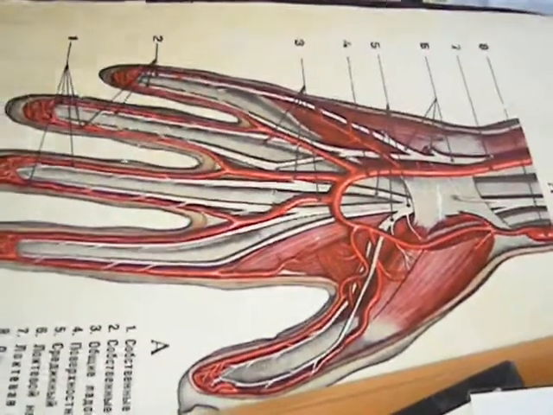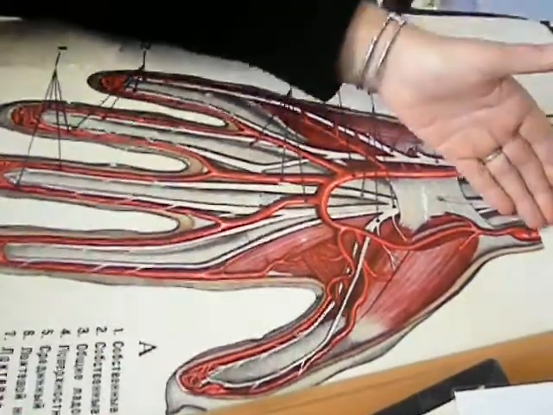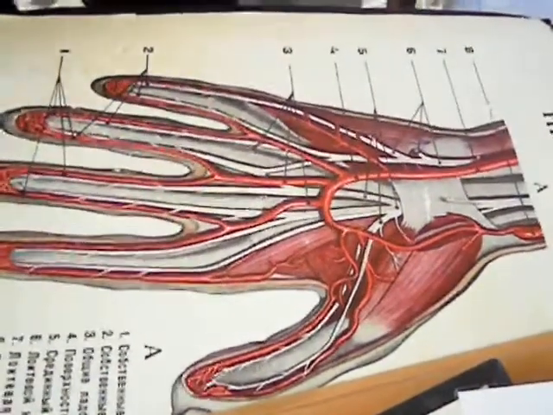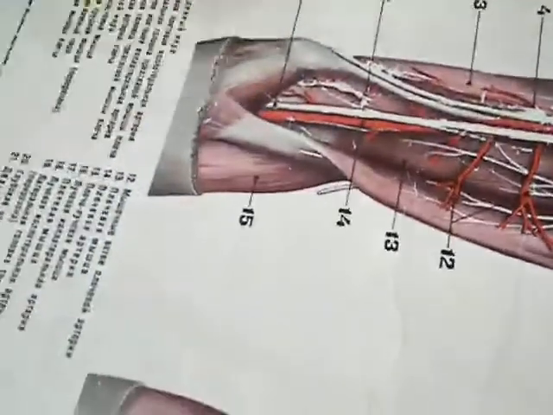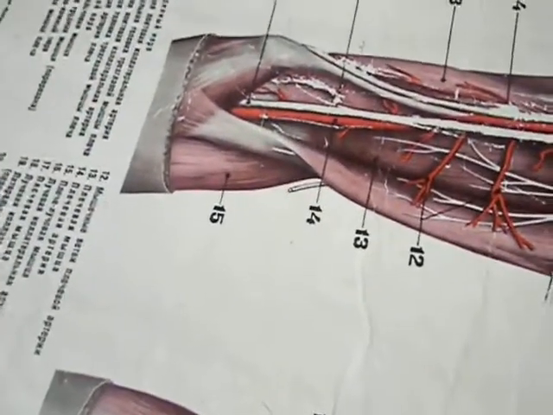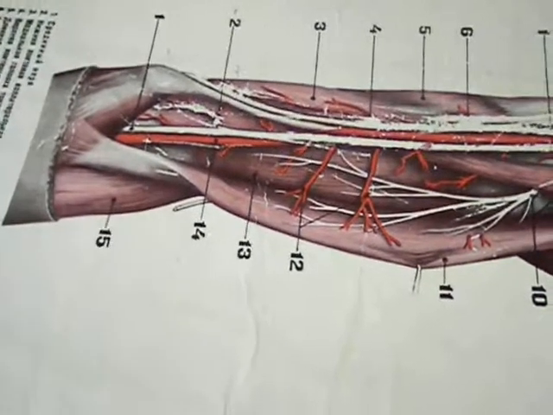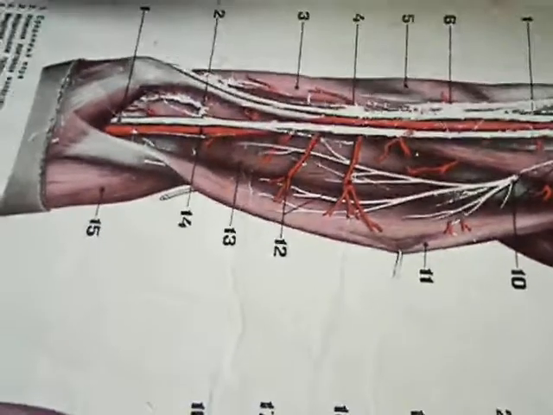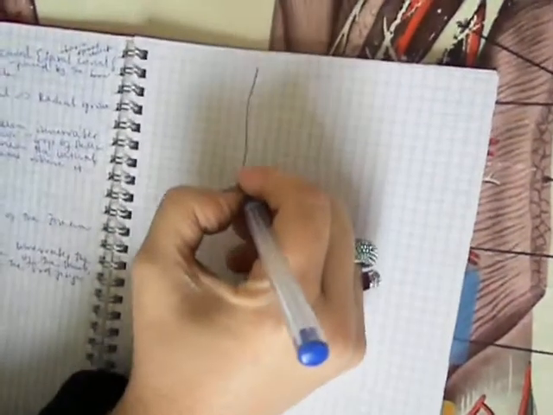You can see here ulnar artery, here radial. These are terminal branches of the brachial artery. In the region of the elbow joint, brachial artery gives two terminal branches, ulnar artery and radial artery. Please give me your exercise book. Here, right upper limb. Brachial artery, please.